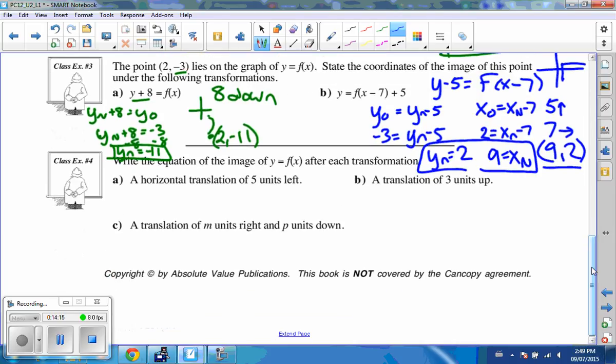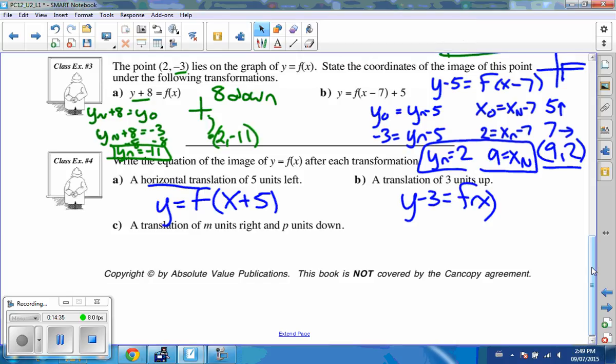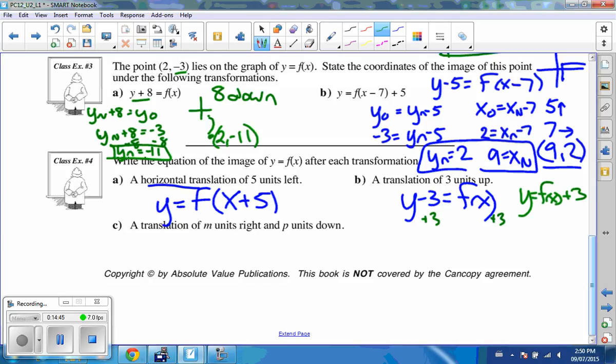Okay. Write the equation. 5 units left, horizontal, that means it has to be a change in the x. So this is going to be x plus 5. 3 units up, this is going to be y minus 3 equals f at x. Now be careful, you might sometimes also see it as y equals f at x plus 3. We get there just by adding 3 to each side of the equation. Both of them are fine.